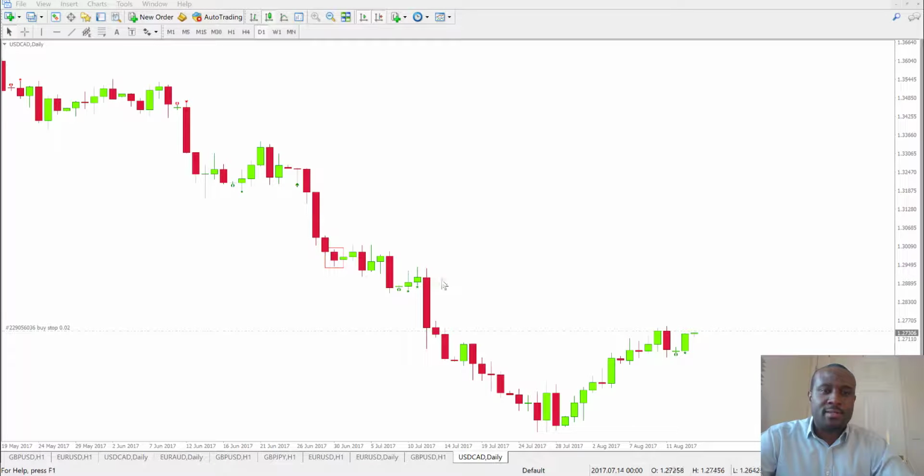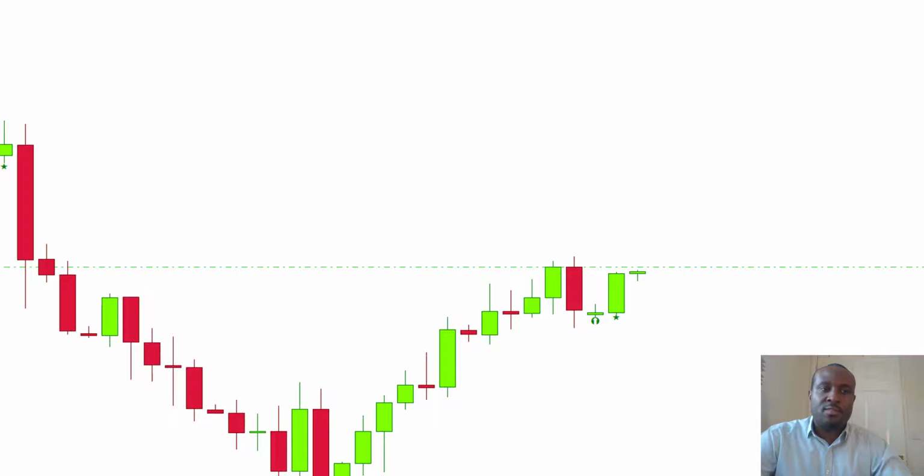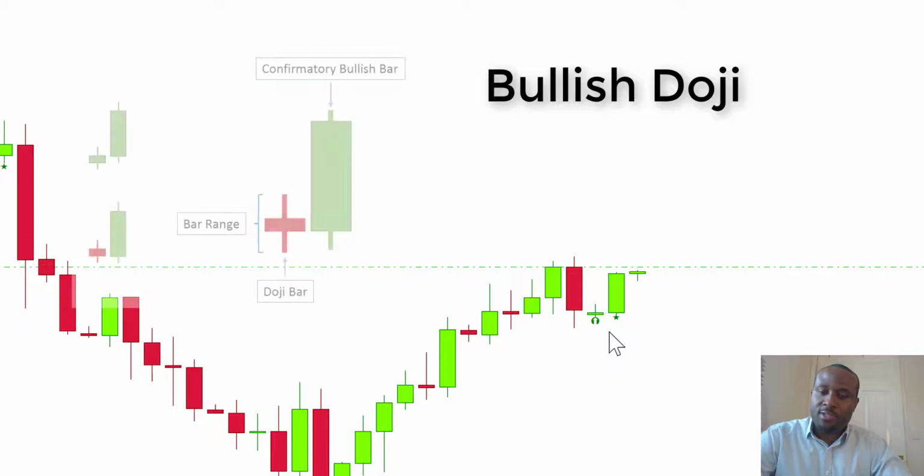Hi, good morning. This is Tuesday, the 15th of August, and right now we have this opportunity on the 5TT candle reversal system, and it's on the USD CAD, US dollars against the Canadian dollar daily time frame. And what we have here is a bullish doji formation.